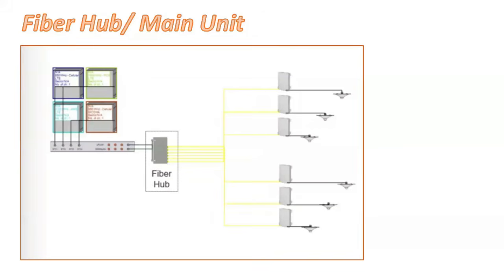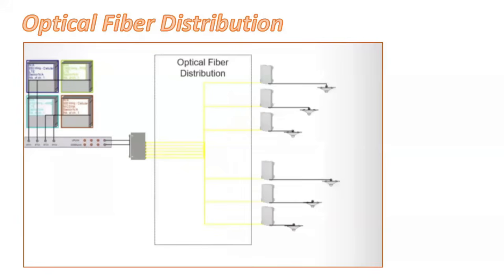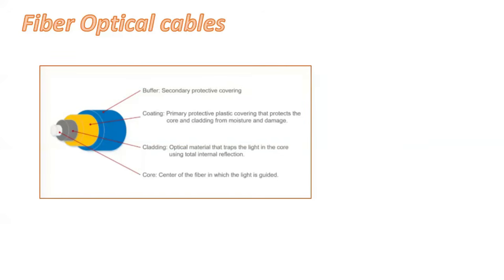Then we have this fiber hub. All the processed and combined signals will be converted from RF to optical signals in this fiber hub. Then we have the optical fiber distribution. The optical signal will be distributed to remote units through the optical fiber distribution network. Now, for the physical installation, the optical fiber distribution includes splice trays or splice cassettes as well. Then we have fiber optic cables. You should know all the parts like the buffer, coating, cladding, and the core.